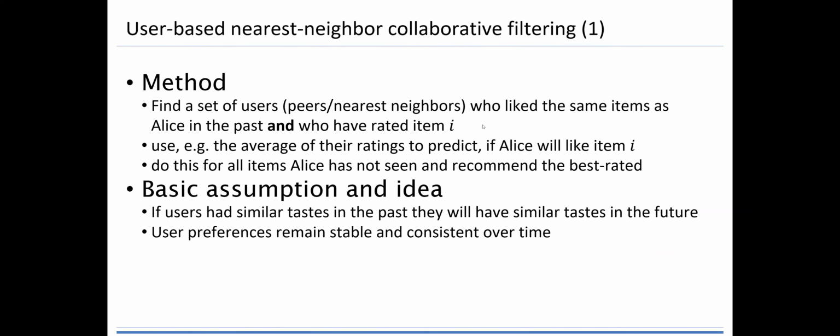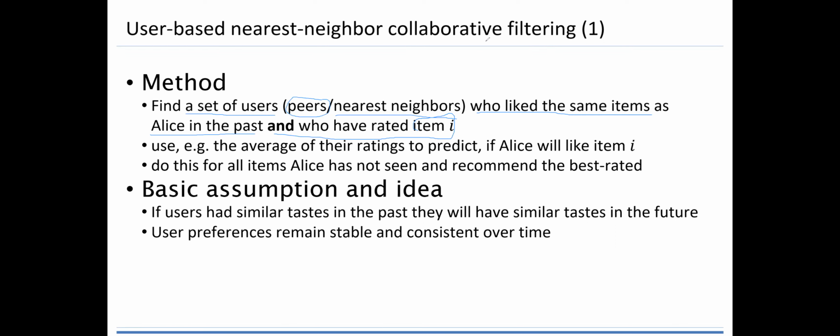So the method that we are going to learn here is to find a set of users. A set of users means not only one user, but it can be more than one. What does it mean by users? It can be peers, or maybe your friends. We can find the nearest neighbors, the closest neighbors who liked the same items as Alice in the past, and who have rated item I.